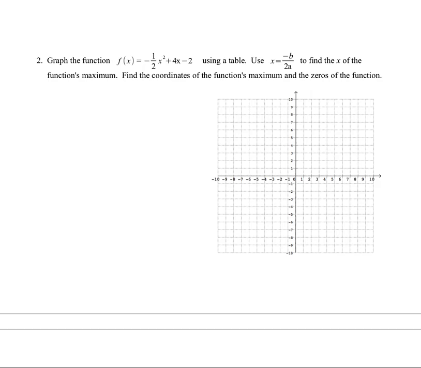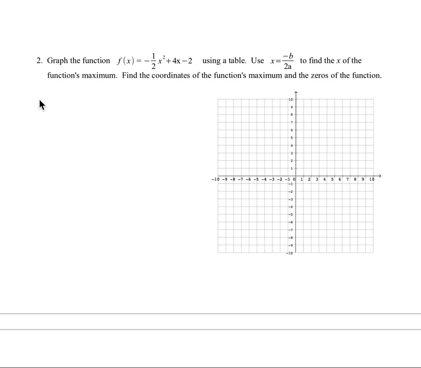I'm going to attempt to sketch the parabolic function negative 1/2 x squared plus 4x minus 2 using all available methods. We can use the axis of symmetry to help us sketch the parabola. We can also find the location of the vertex, and we can even find the locations of the zeros where the parabola intercepts the x-axis. There's one other graphing method I want to use here too, and that's called a table method.